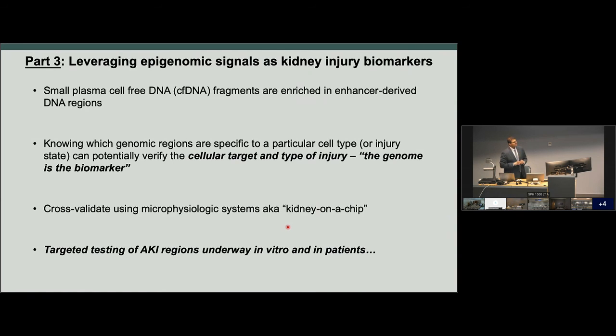The chip system is powerful because we can then introduce precise insults, such as particular tubular toxins. We can introduce ischemia, hypoxia, et cetera, and ask what the specific signatures associated with that are. So you can imagine a time where we can take a cell-free DNA sample and maybe even parse out the particular contributions of different types of injury to that. So that's my 10-year, hopefully, pipe dream, but we'll see how we go.